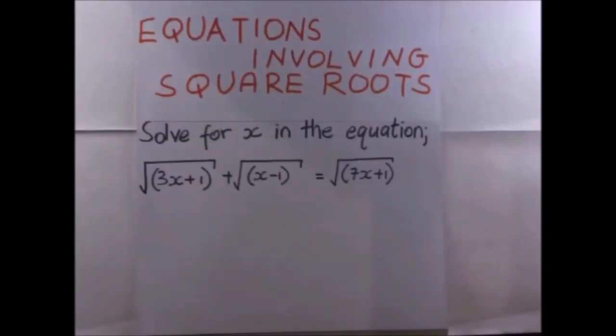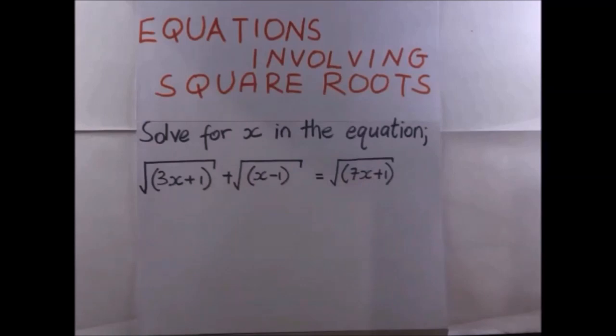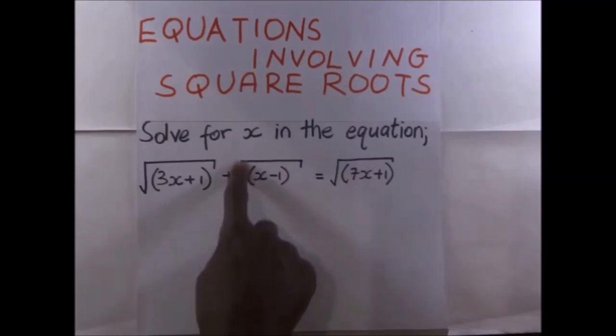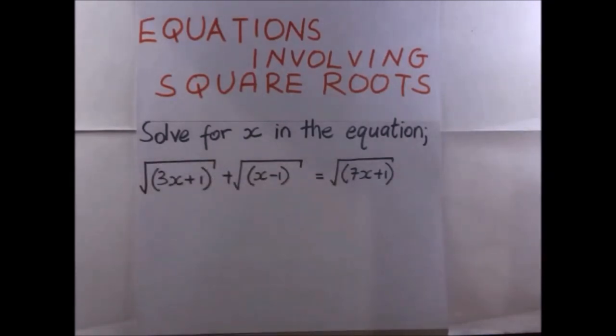roots. Now, when we are having equations that involve square roots, we are supposed to square both sides of the equation so that we eliminate that square root sign. Equations of this type, like what we are seeing, are solved by eliminating squares. And if you are to eliminate these square root signs, it means you're supposed to square on both sides.